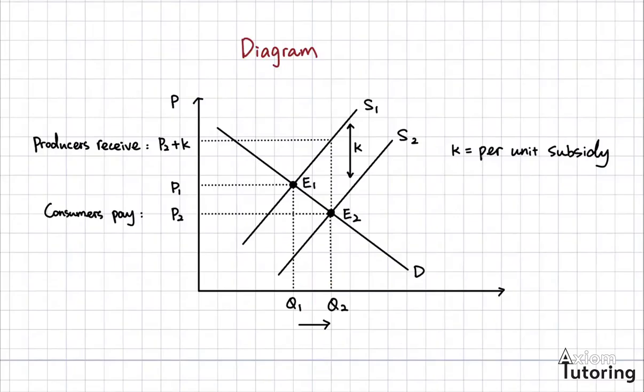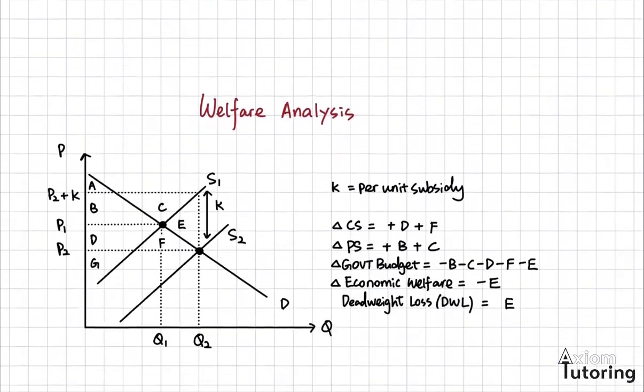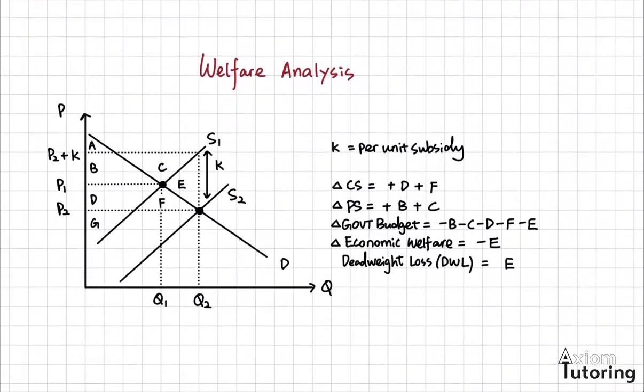For producers, the net price that they receive after the subsidy is P2 plus K, the per unit subsidy. So the net price is P2 plus K, which is on the original supply curve. This is good for producers as they benefit from higher unit price and a larger sales quantity. Now, let's discuss how subsidies affect consumer surplus and producer surplus.